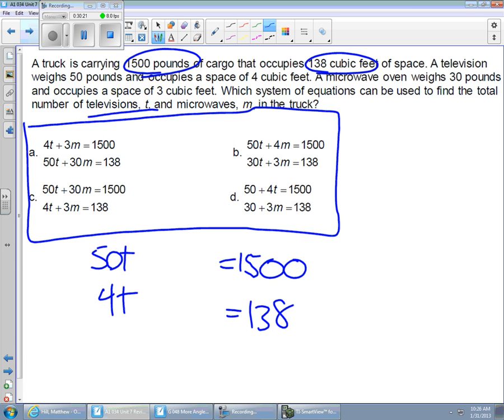Let's see what's going on with the microwaves. A microwave oven weighs 30 pounds. They said the microwave was going to be M. So 30 pounds times each microwave, and it occupies 3 cubic feet of space. So just matching up pounds with other pounds, space with other space, we ought to be able to look into the answer choices and see something that matches up.